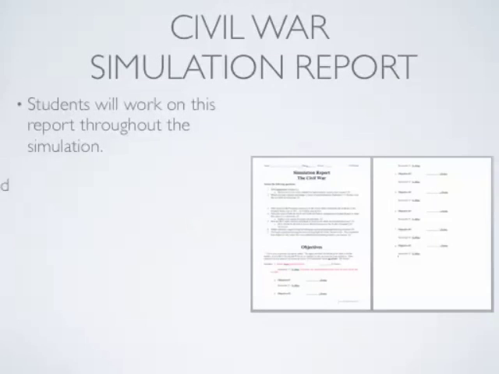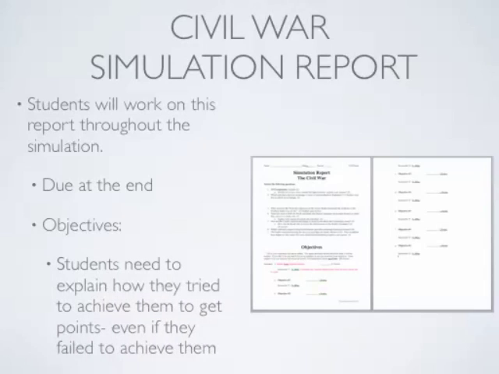Each student will do a simulation report, and you can work on this throughout the simulation if you have downtime. It's due at the end of the simulation. You also have to fill in your objectives from your state, and then you have to explain how you tried to complete those objectives. You should get full or partial credit for making a legitimate attempt to try to achieve your objectives. If you go against your objectives, it could really hurt your grade.